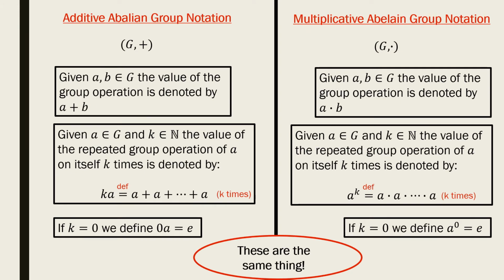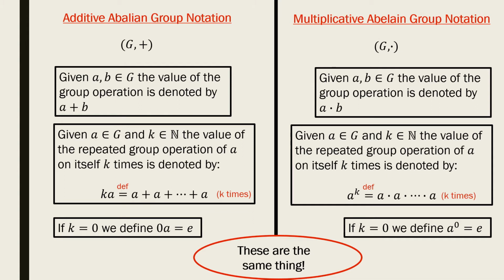So let's keep that in mind and see how these definitions go here. Let's take the two cases where we write our abelian group with plus and with a dot. So additive notation versus multiplicative notation. With the additive notation, if we take any two elements of G, A and B, the value of the group operation will be A plus B. And for multiplication, if we take any two elements of G, the value of the group operation would be A dot B. Same thing though.